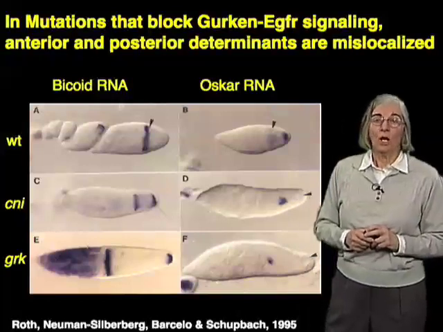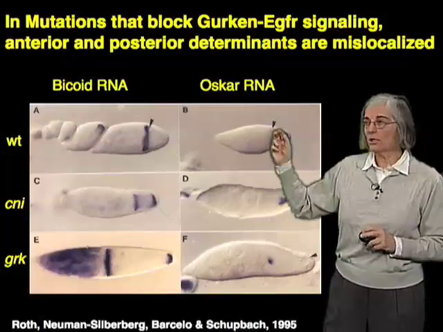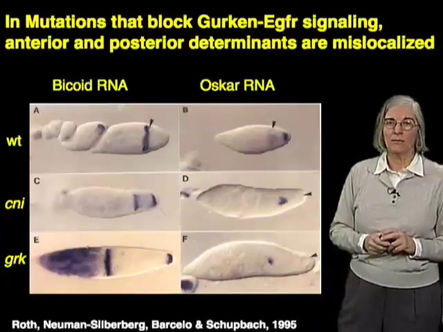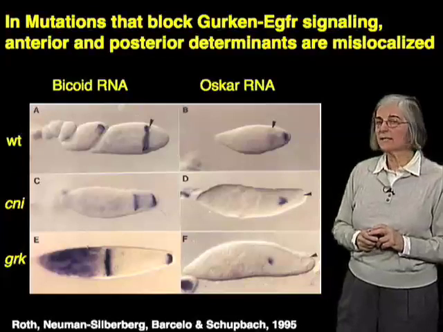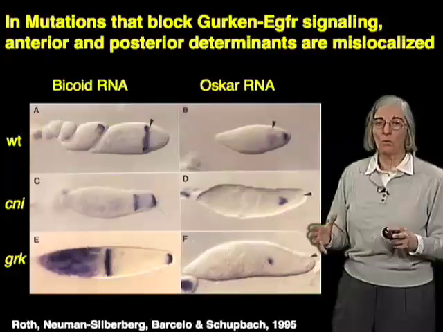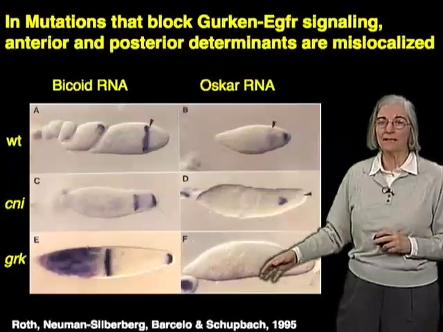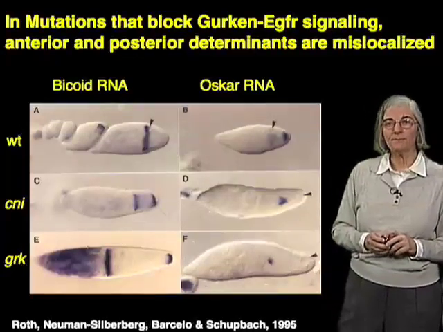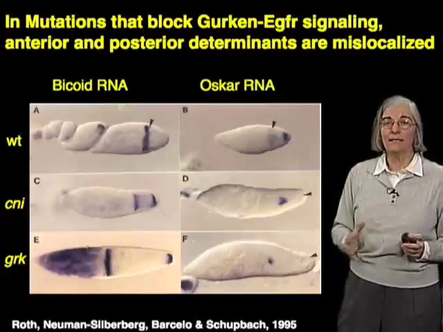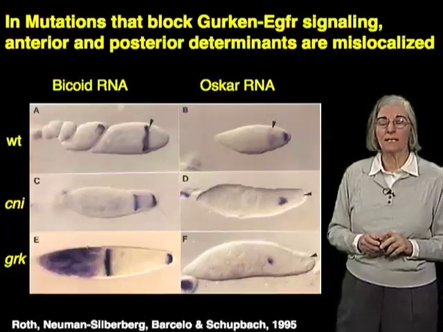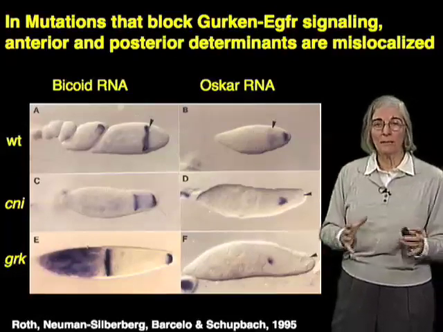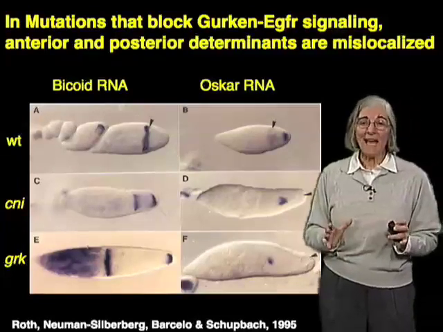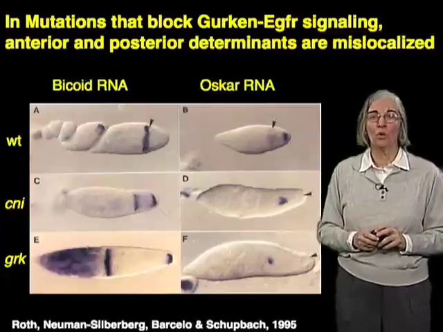Conversely, the Oscar RNA, which is normally just localized to the posterior end of the egg chamber and egg, in the mutants, doesn't seem to know where the posterior end is and instead accumulates somewhere in the middle of the oocyte. So then that tells us that we need the Gurken EGF receptor signaling pathway early on to establish the right anterior and posterior addresses so that these RNAs know where to go.